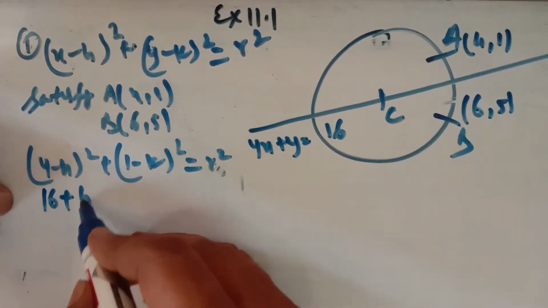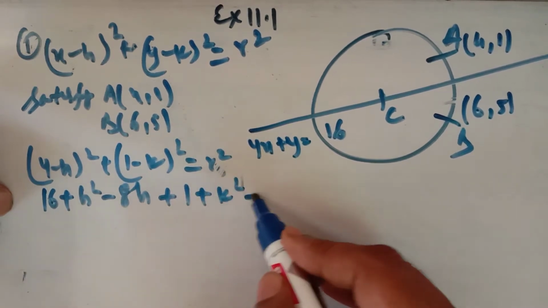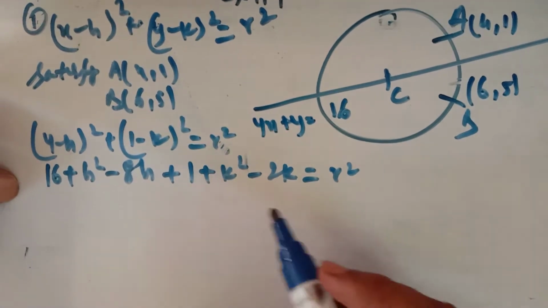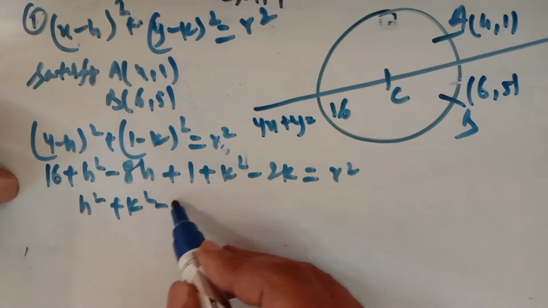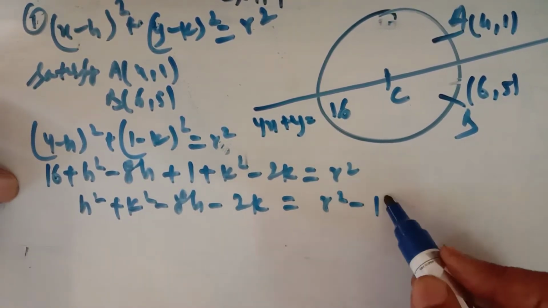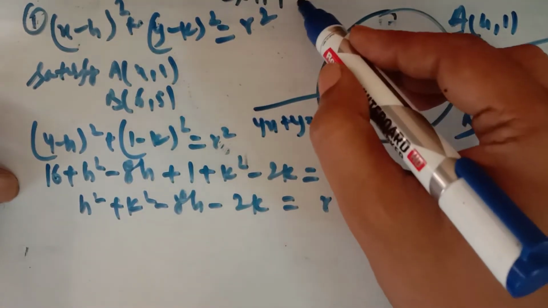It's 16, a square plus b square minus 2ab, is equal to r square. So we have h square plus k square minus 8h minus 2k is equal to r square minus 17. I have taken this equation as the second.